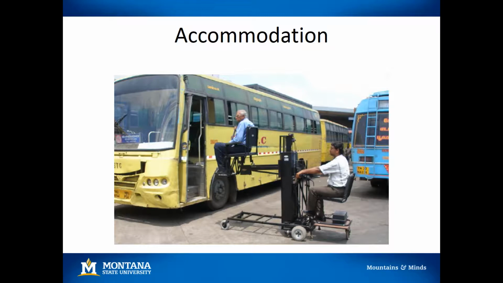So what did the world do? Let's take a look at a bus example. The world started off with the concept of accommodation. They took an existing system and sort of augmented it, tried to accommodate these individuals. In this example here, we have a man, he's sitting in a chairlift. The bus is having to wait for him while they do this. People are staring at him while they're doing this. And it slows everybody down and doesn't make anybody comfortable at all. It's not really an ideal solution.